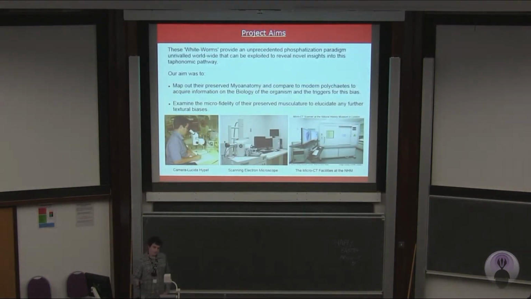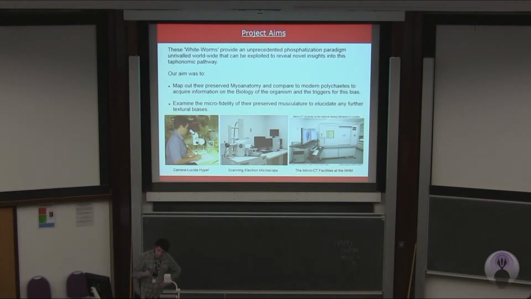So, this is what our project set out to do. Our first goal was to attempt to identify the biology and map out the myoanatomy and compare that to modern polychaetes to see if there's a biological trigger for this extensive fossilization. To do this, first of all we used camera lucida to map out the myoanatomy and see what exactly we had to deal with, and then we hopped over to the NHM, as you can see from this stock photo that you've probably seen about 4 times today already.